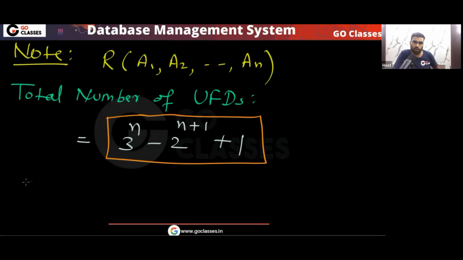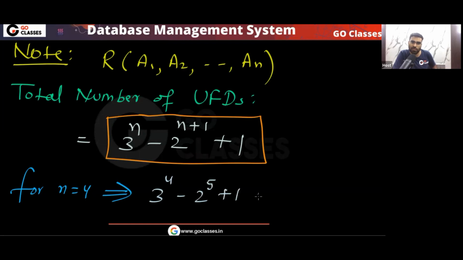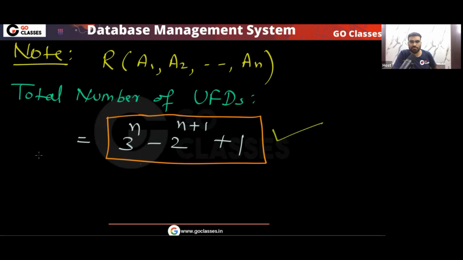If I put n equal to 4, then what will be the answer? If I put number of attributes equal to 4, then am I getting 50? Are we getting 50? 3 power 4 minus 2 power 5 plus 1, that is 81 minus 32 plus 1, that is 50. So the answer will be 50. Yes or no? Is this clear? Now you can solve any question. So this is the final answer: 3 power n minus 2 power n plus 1 plus 1.